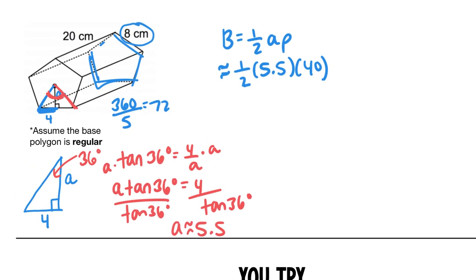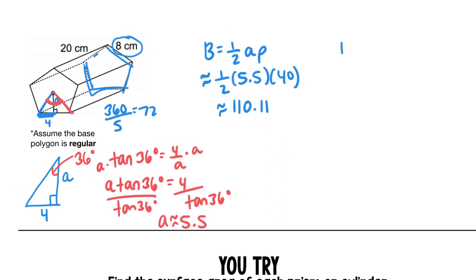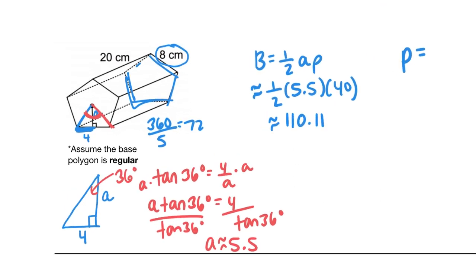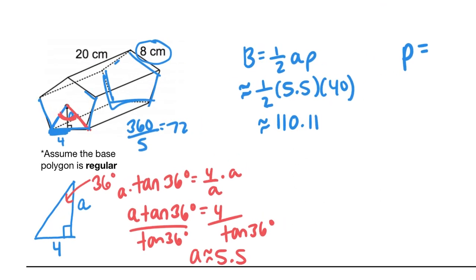And when you multiply that out, I'm taking the whole thing on the calculator, not just 5.5. You end up getting like 110.11, etc. Then P is the perimeter of the base, which we actually already know is 40. Because it's a pentagon and it's regular, so it'd be 8 times 5, which is 40.